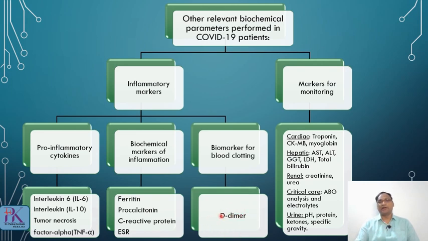That there is a hypercoagulable state. So D-dimer is a degradation product of fibrin. It indicates hypercoagulable state. Okay, so these are the inflammatory markers. These are the inflammatory markers. Okay, now what are the markers for monitoring?